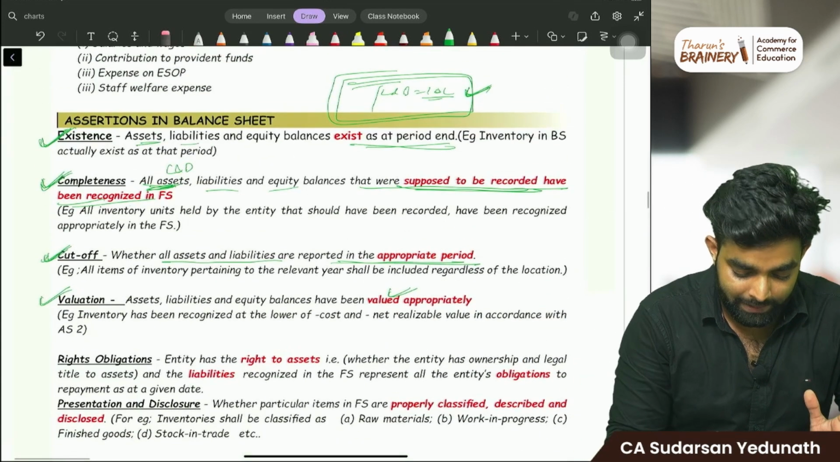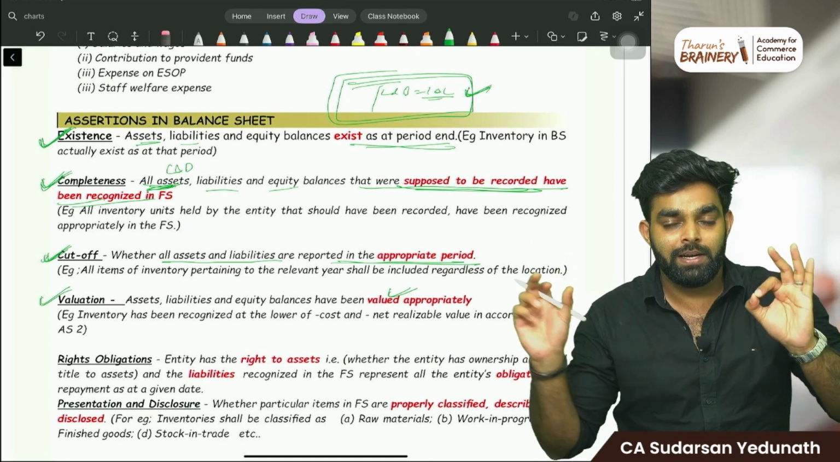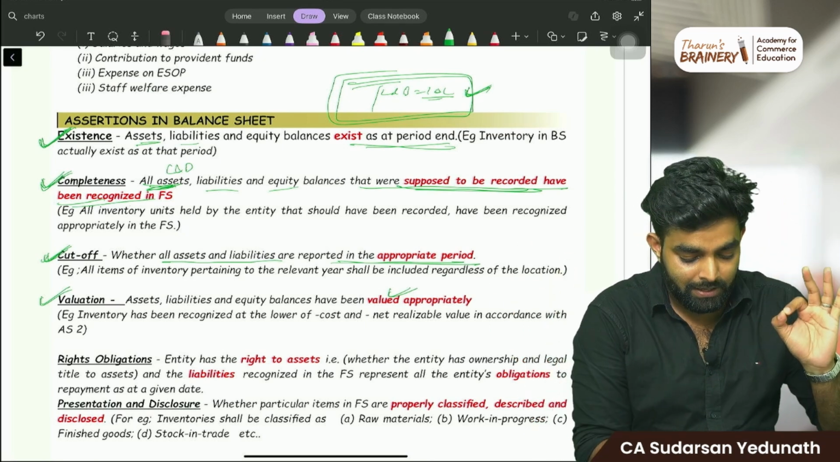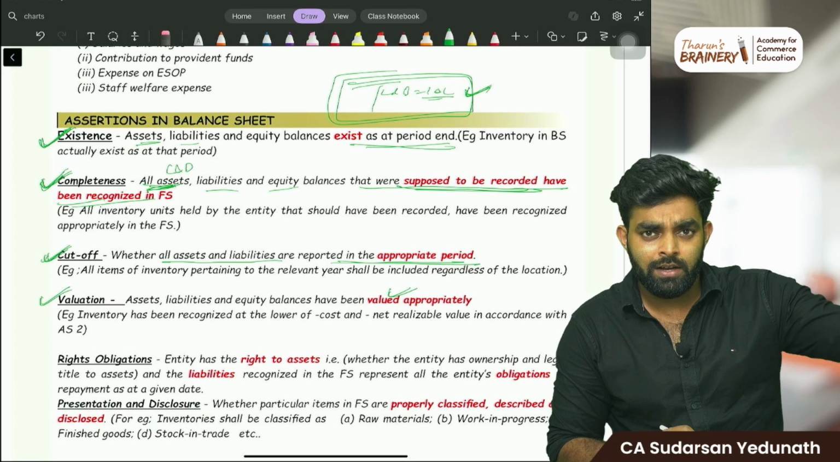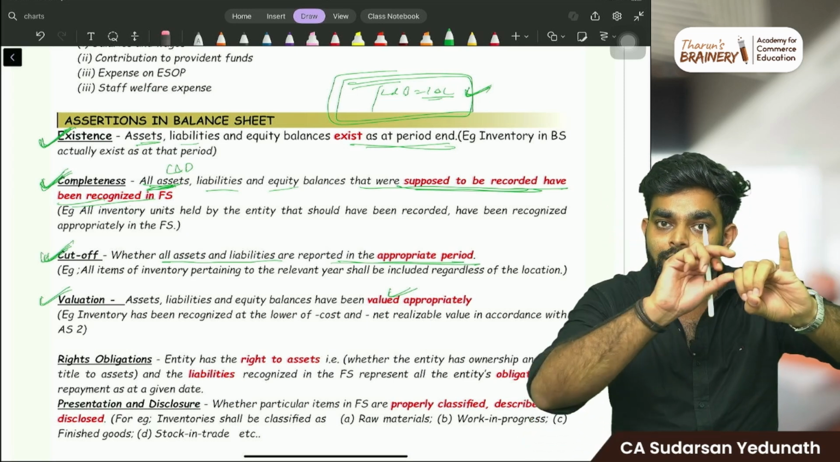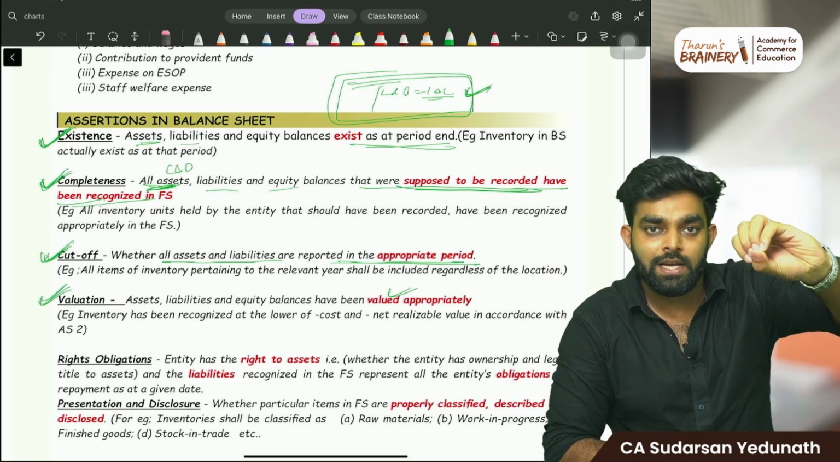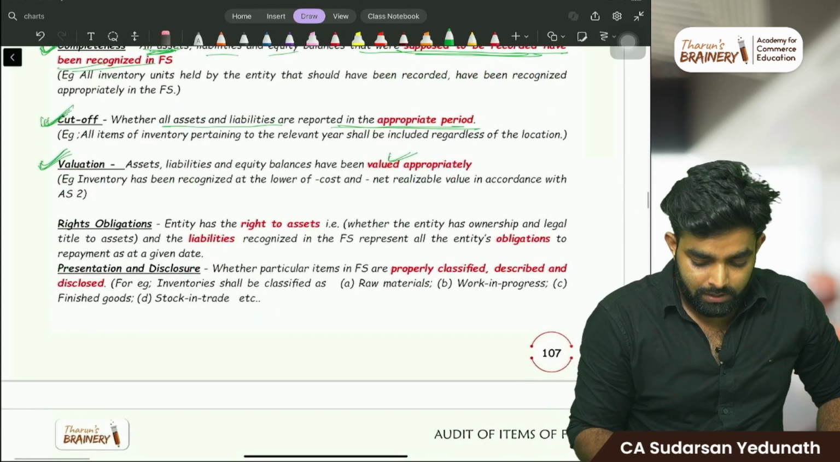First we will understand existence. That is whether that asset exists. Land and building 10 lakh means the company has a land and building. Completeness: all the land and building has been recorded. Cut off: land and building balance of that period only has been recorded. Valuation: the amount has been properly recorded.